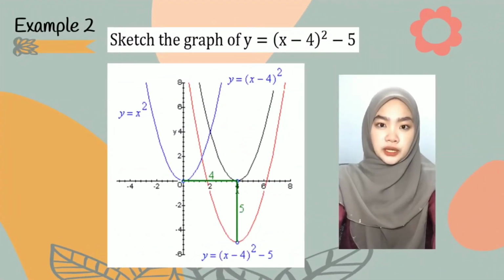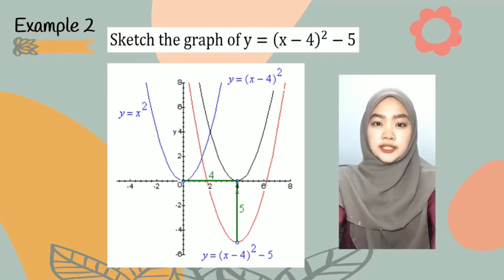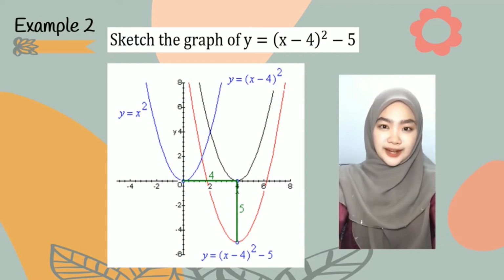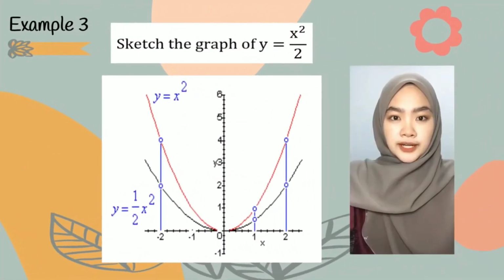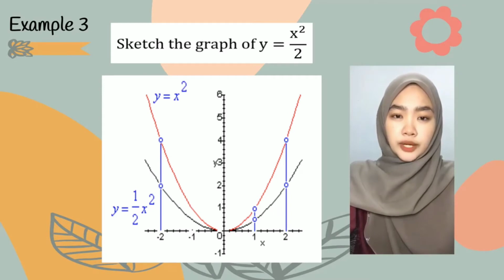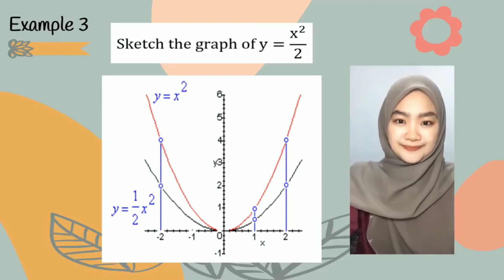For example 2, the question asks to sketch the graph of y equals (x minus 4) squared minus 5. We start with the graph of y equals x squared, shift 4 units to the right, then 5 units down. For the next example, sketch the graph of y equals x squared divided by 2. Starting with the graph of y equals x squared, we shrink by a factor of 1/2. This means that for each point on the graph of y equals x squared, we draw a new point that is 1/2 of the way from the x-axis to that point.